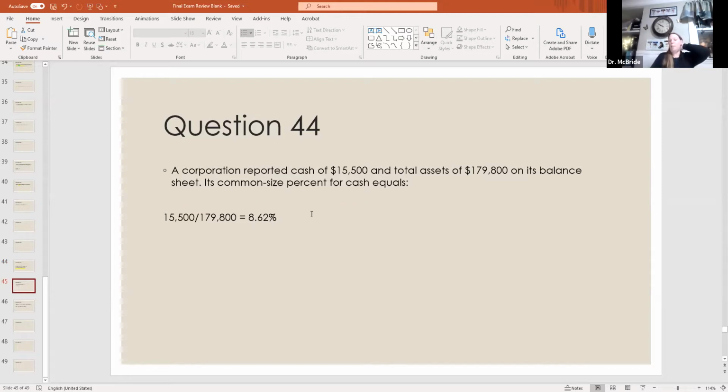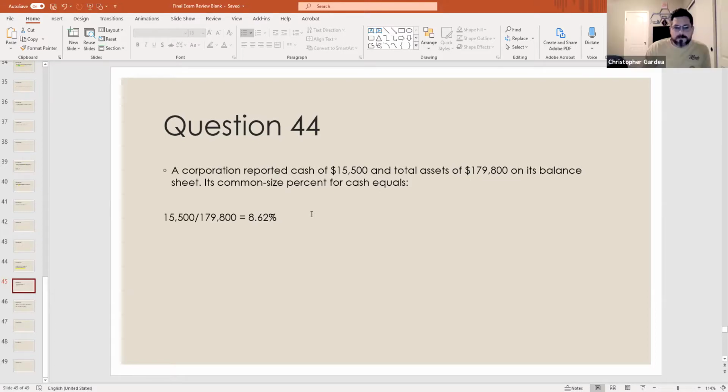Okay, so all common size means is to convert it to a percentage. Here, the corporation reported cash of 15,500 and total assets of 179,800 on its balance sheet. If we want to know the percent of cash, we're going to take cash divided by the total assets to get the percent. What that tells me is that 8.62% of all of my assets are cash.